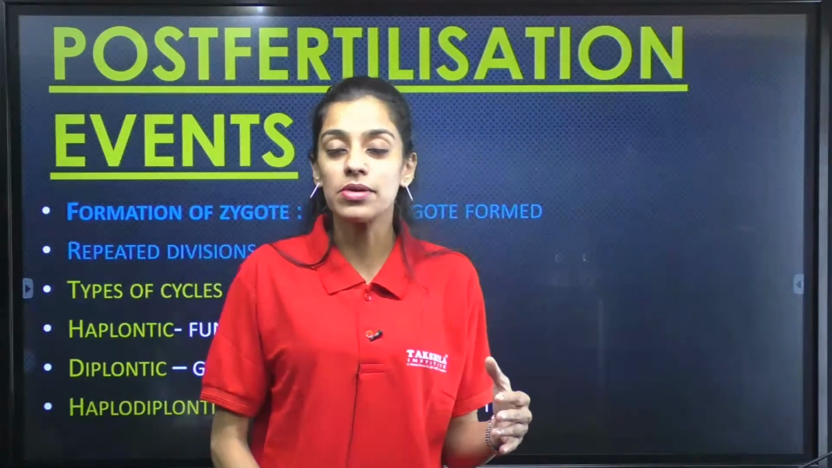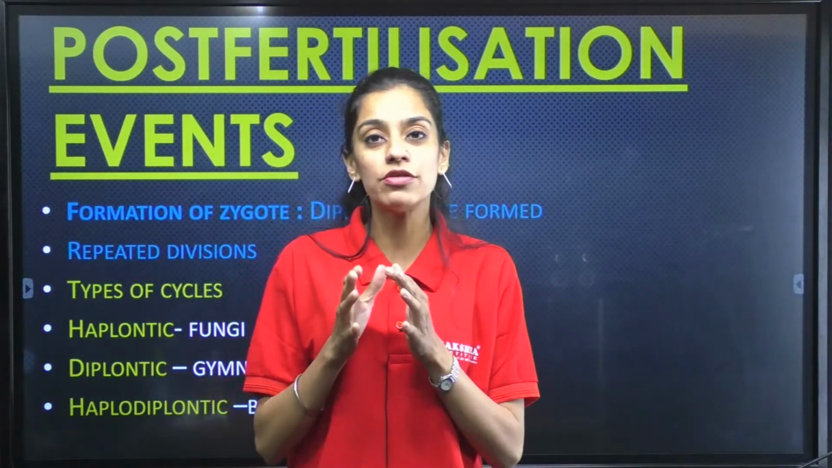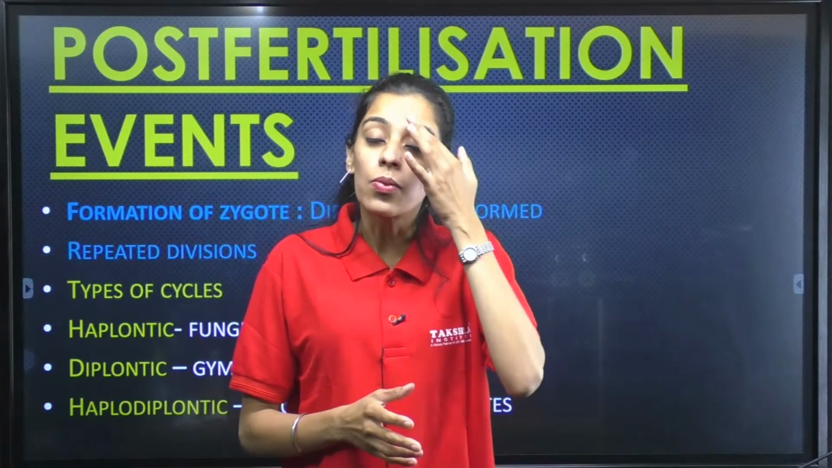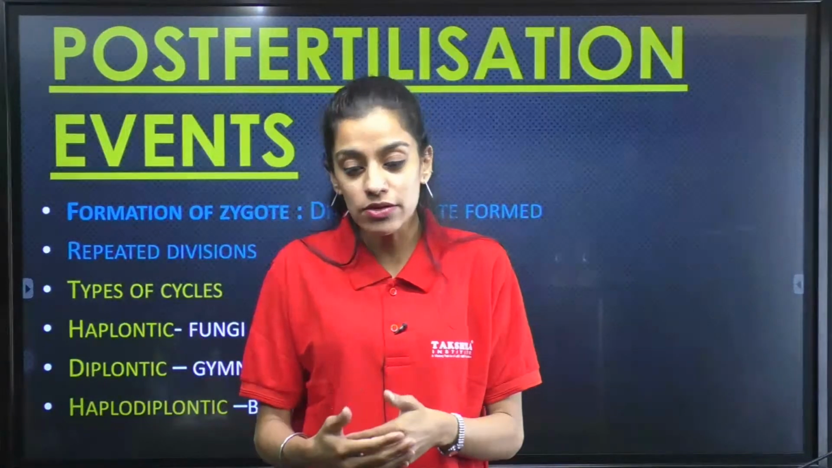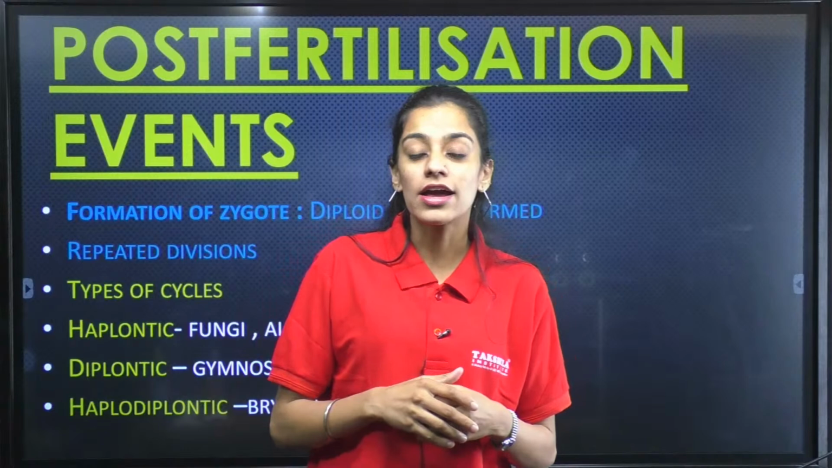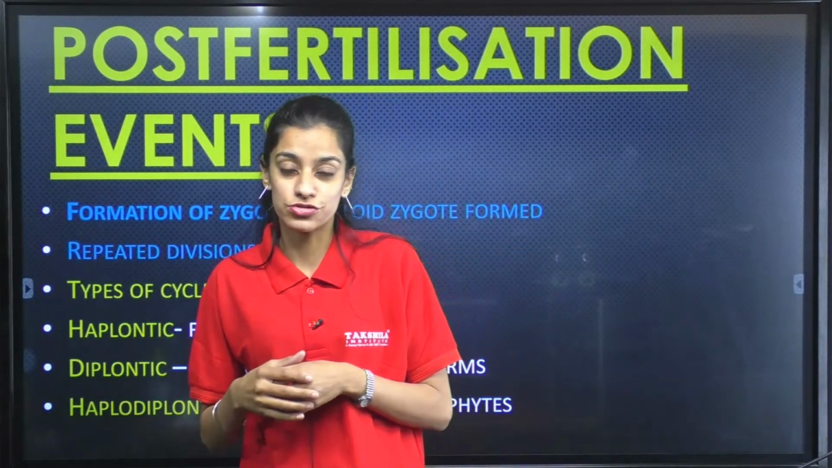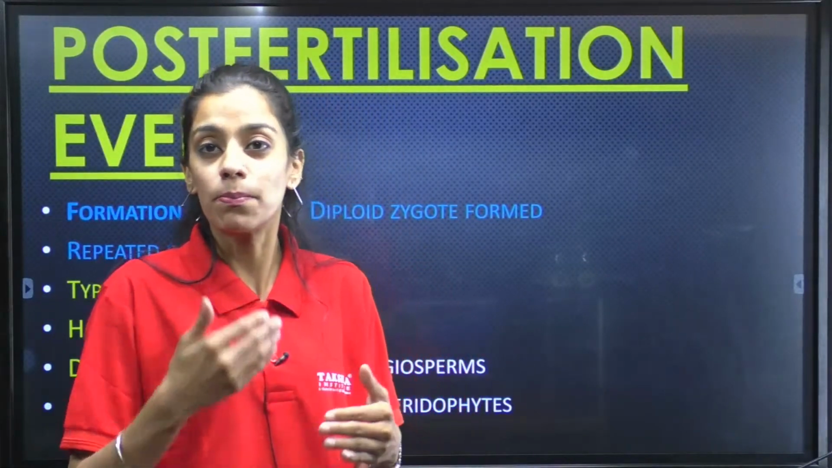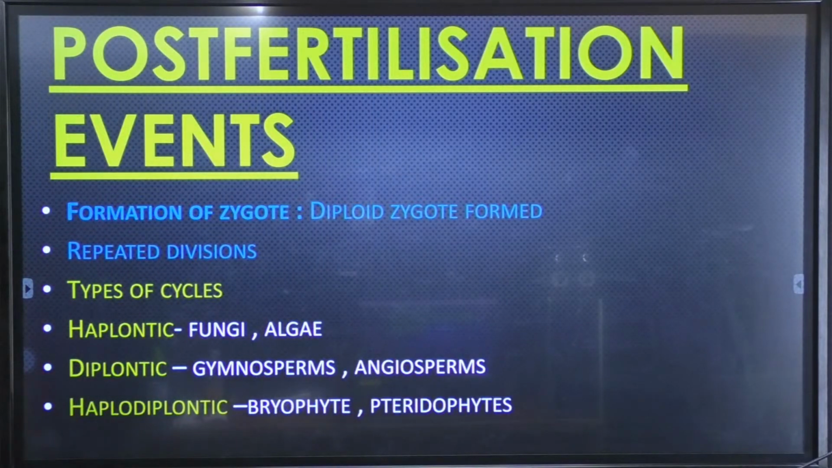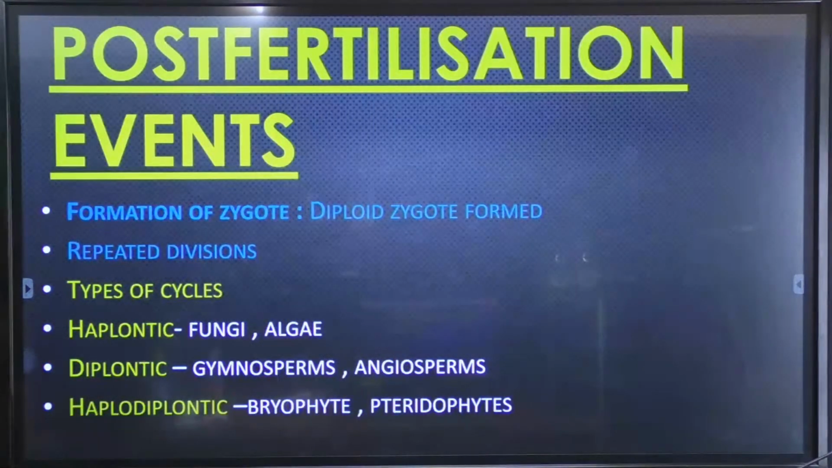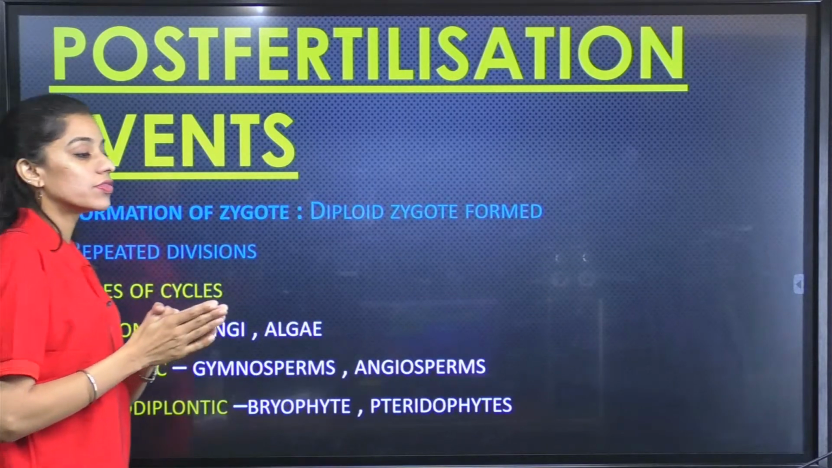Now we know that the gametes have been formed, transferred, and fused. Once they have been fused, what events occur after it? They are called the post-fertilization events, which are the events after fertilization. Two things come under this.